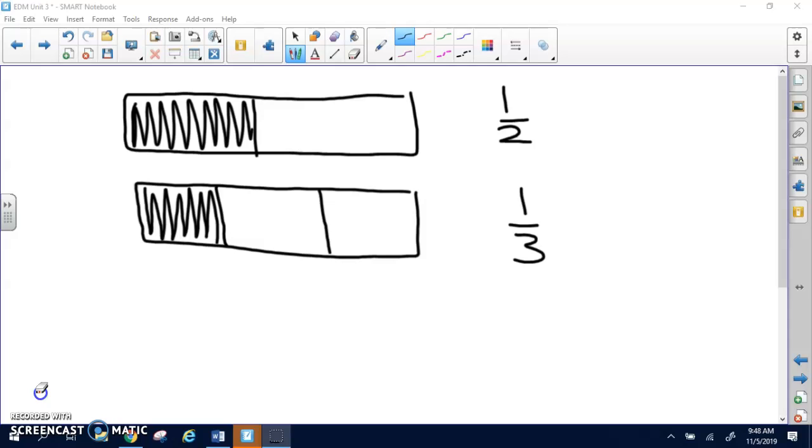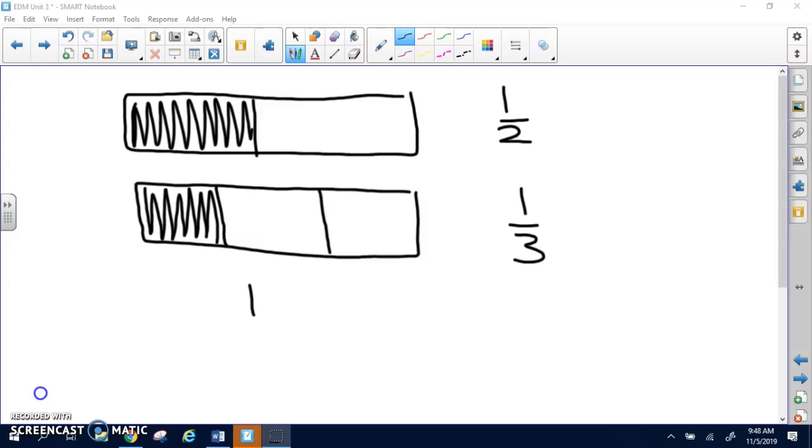Look at the size, guys. Okay, when the denominator increases, what happens to the size of the parts here? Yes, sir. The pieces get smaller, so the cuts get more cuts, right? More separations. The pieces get smaller.